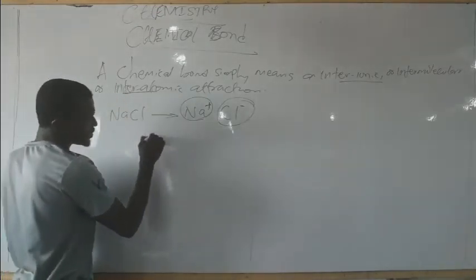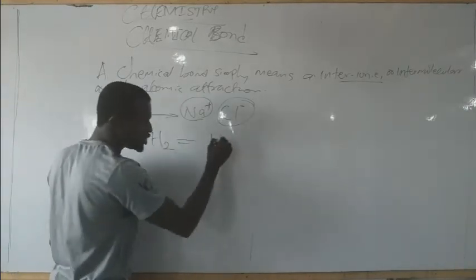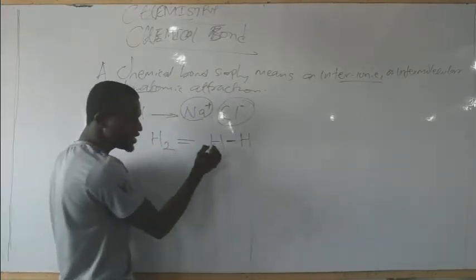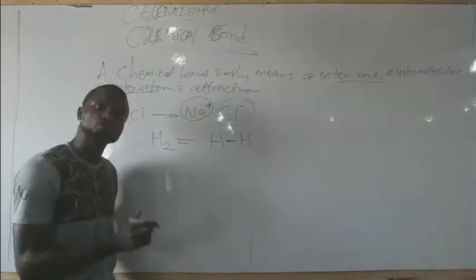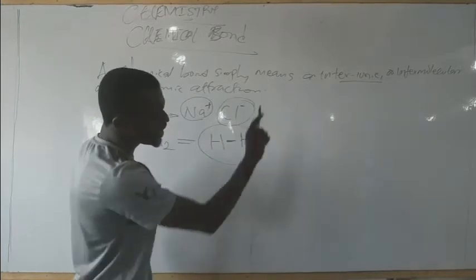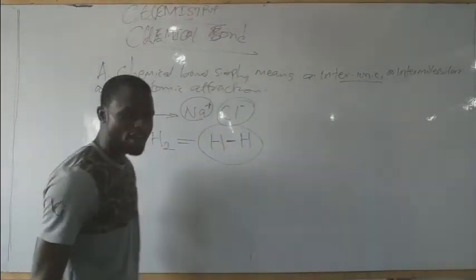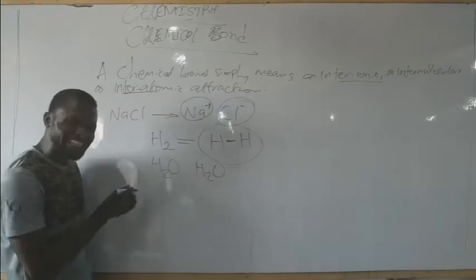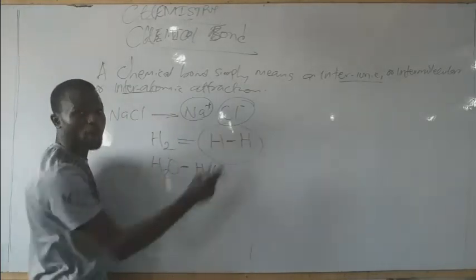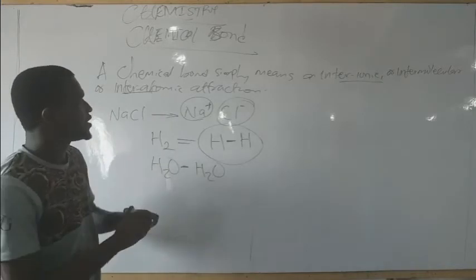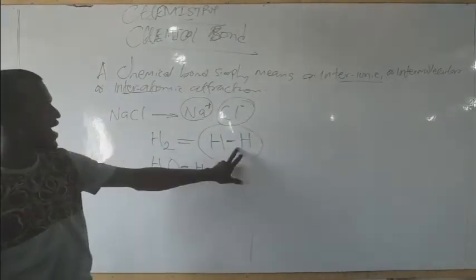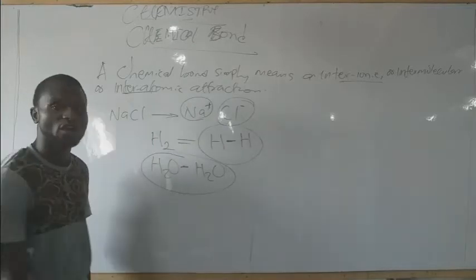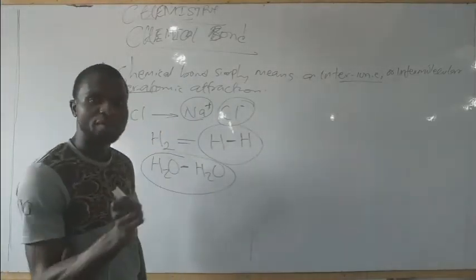Now we'll talk about interatomic attraction. For instance, looking at hydrogen gas, hydrogen has a single bond between the two hydrogen atoms. This attraction or linkage between this hydrogen atom and the second hydrogen atom constitutes what is known as interatomic attraction. Then the other is intermolecular attraction. Water can mix with water because of the intermolecular attraction between it and the other water molecule. So in this diagram, this is interionic, this is interatomic, and this is intermolecular attraction. That's the introduction to chemical bond.